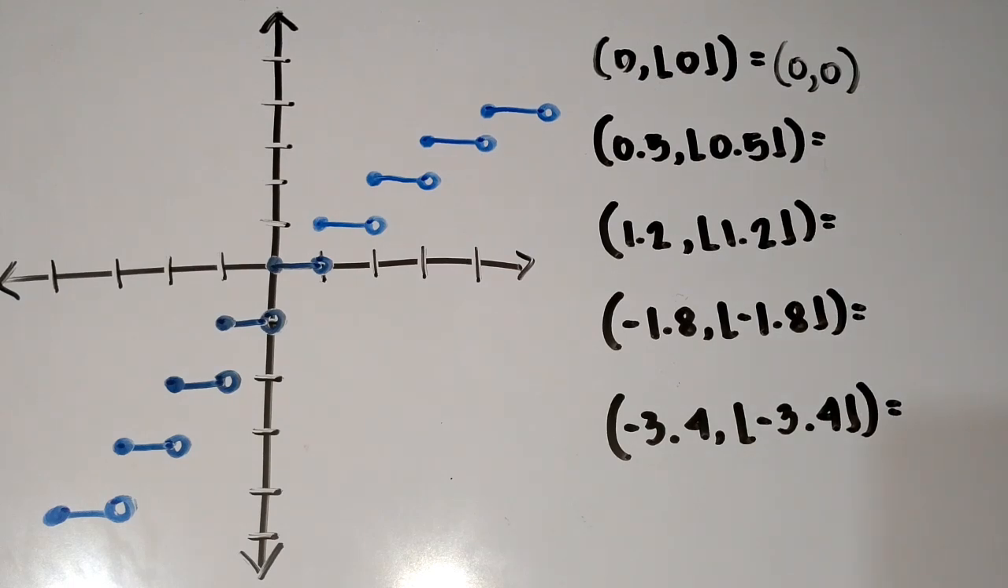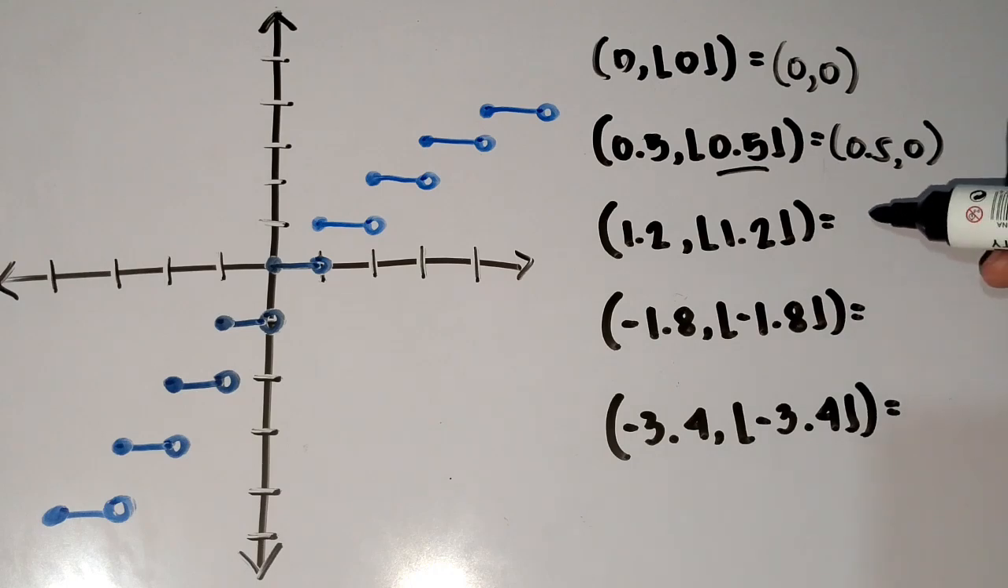How about the greatest integer function of 0.5? Yes, it is 0. So 0.5 and 0. How about the greatest integer function of 1.2? 1. So we have 1.2 and 1.